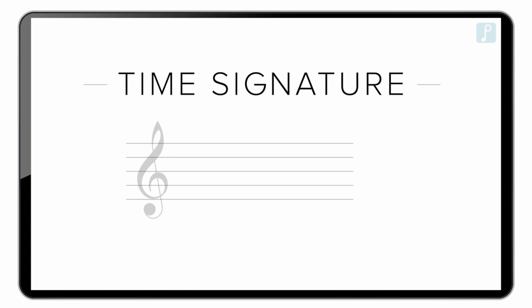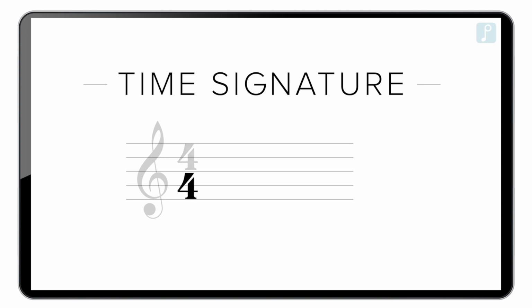A time signature is a fraction that's placed at the beginning of a staff with a number on top and a number on the bottom. Each of these numbers has a specific function. One of the most popular time signatures in music is 4/4, so we'll use that time signature as an example to begin understanding how time signatures work.